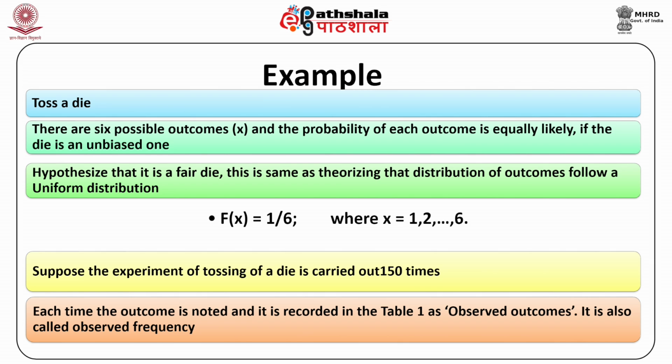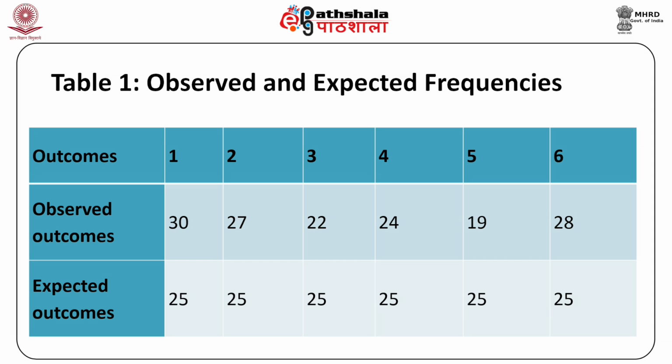Now suppose the experiment of tossing a die is carried out 150 times. Each time the outcome is noted and recorded in the table as observed outcomes. It is also defined as observed frequency. So in the table we have the observed and we can find out the expected frequencies. They are both mentioned here. You can see in the first row we have the observed outcomes and we have the expected outcomes in the second row, and we have the outcomes from 1 to 6.